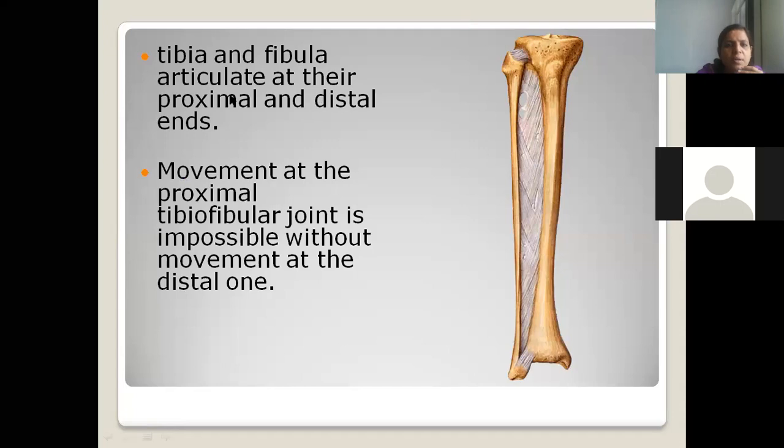Three, isn't it? So between the upper end of the tibia and the upper end of the fibula, superiorly, we have superior tibiofibular joint. Inferiorly, we have inferior tibiofibular joint, and in the middle, we have middle tibiofibular joint, which is connected at interosseous membrane. Okay. So tibia and fibula articulate at their proximal ends and also at distal ends. Movement at the proximal tibiofibular joint is not possible without it. That means both of them are moving together.